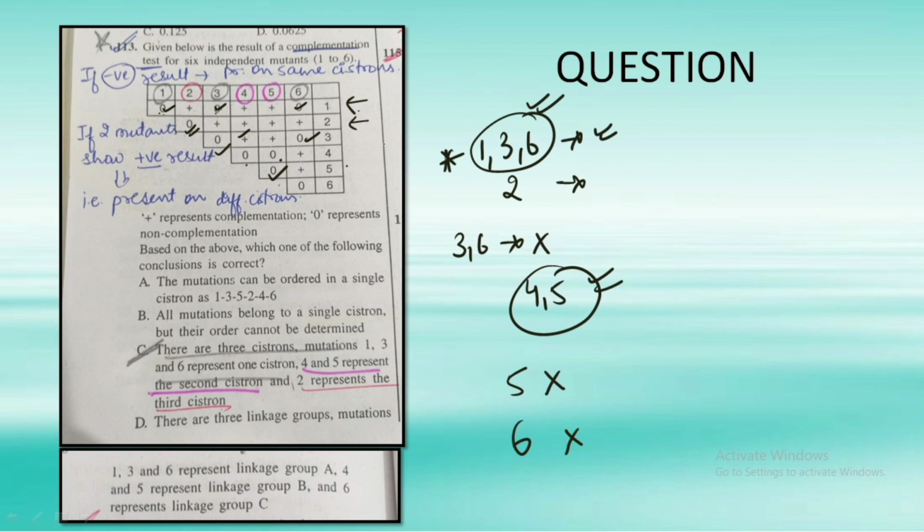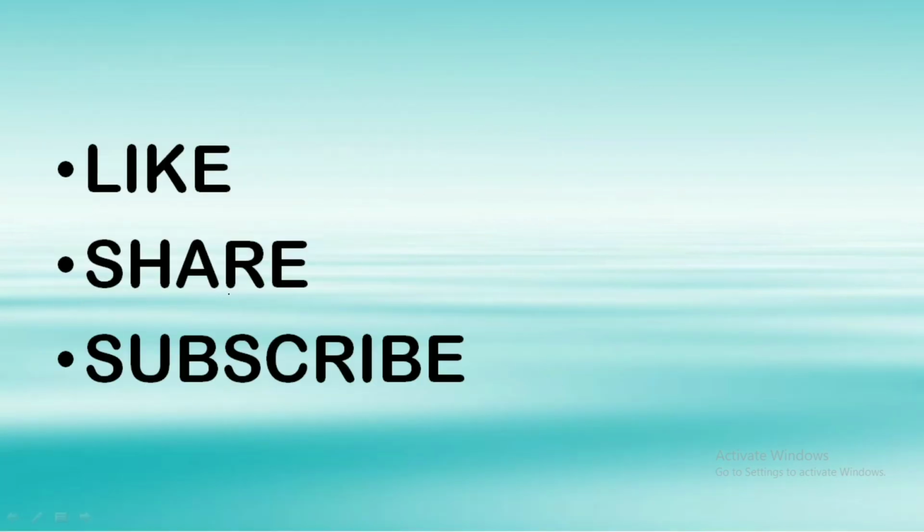So we have 3 complementation groups present. The first one is 1, 3, 6, then we have 2, and then we have 4 and 5. Hence we have the final answer as option C. And with this we are done with the small topic of complementation test. I have tried to explain it in the simplest way possible.